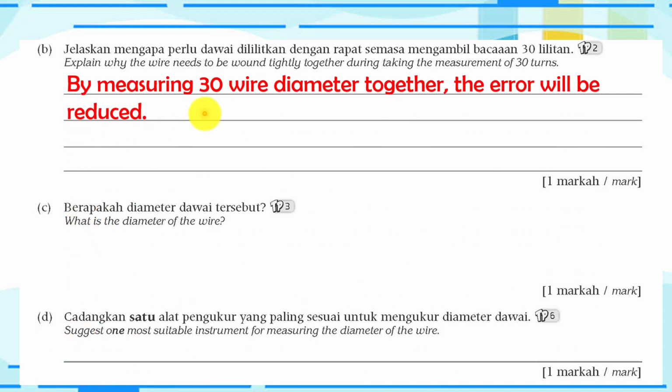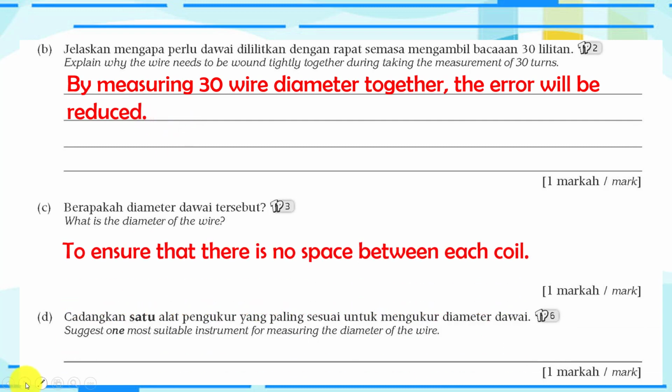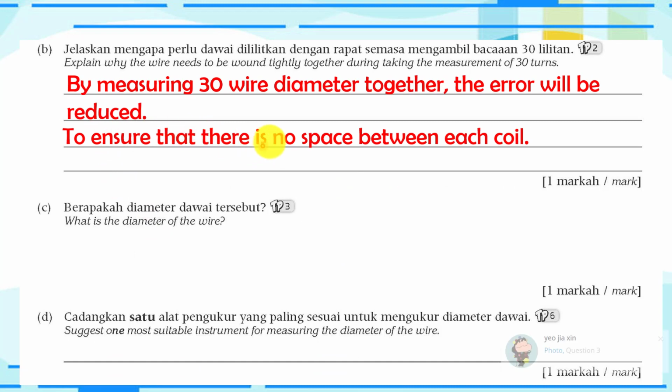By measuring 30 turns of the wire diameter together, the error will be reduced. Because if you measure one wire, there is more error compared to 30. Next one: you ensure there is no space between each coil. Now we go to C.